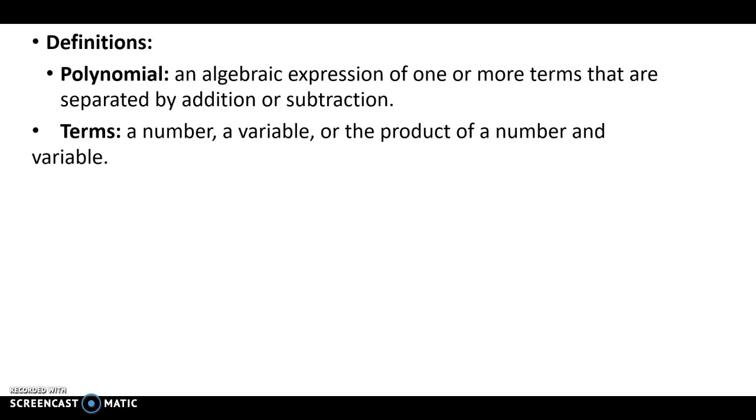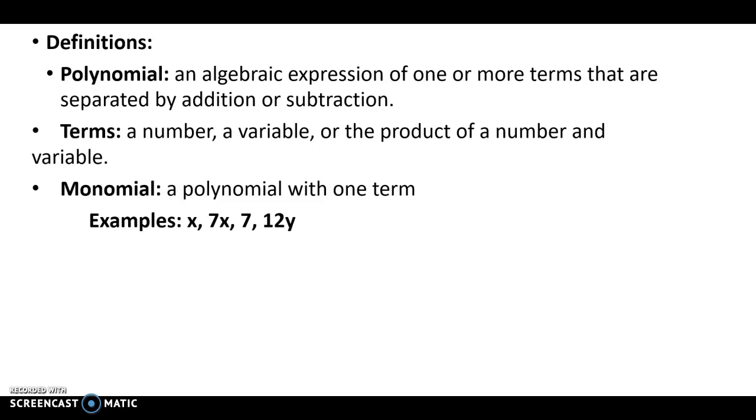Polynomials also have a different number of terms. A term can be a number, a variable, or the product of a number and a variable. And we can classify polynomials by how many terms there are. For instance, you can have a monomial. That's a polynomial with just one term. So some examples are x, 7x, 7, 12y. All of those are monomials because they are one term.